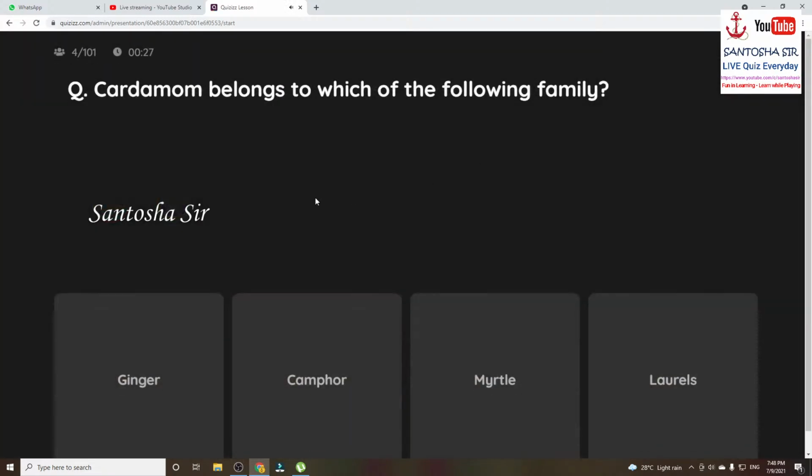Cardamom belongs to which of the following family? Is that ginger family, or camphor family, or myrtle family, or laurels? What is it?